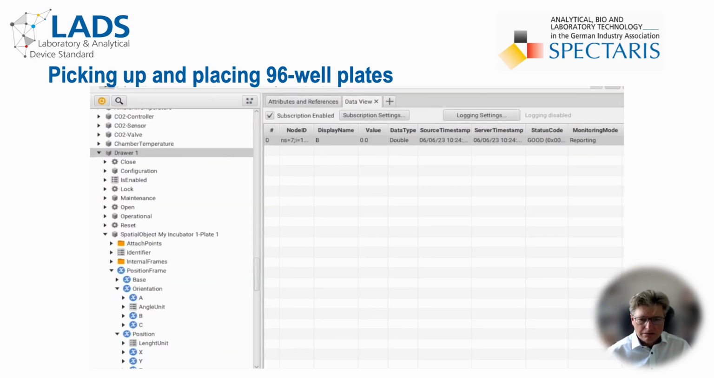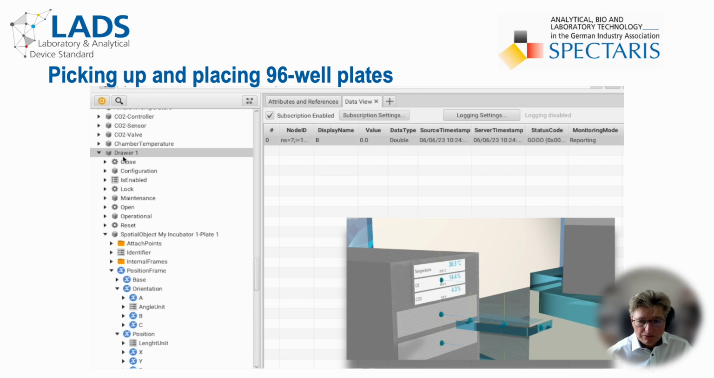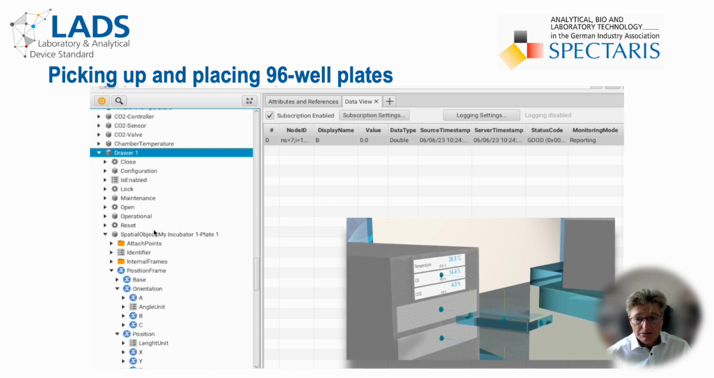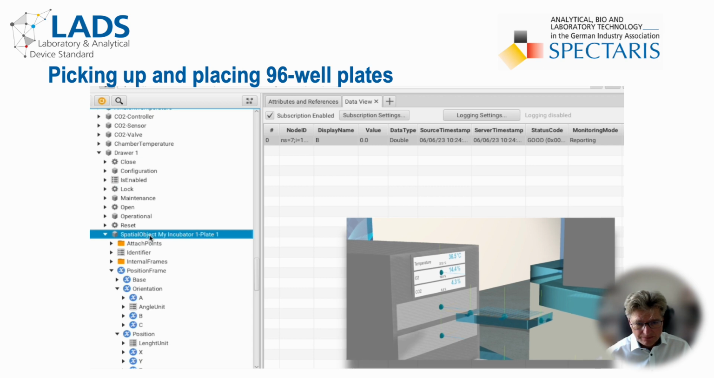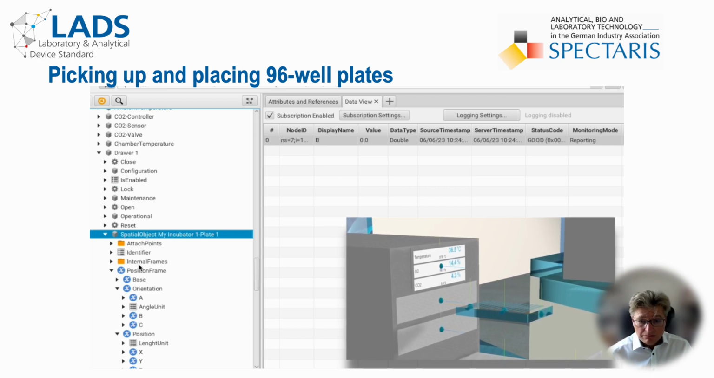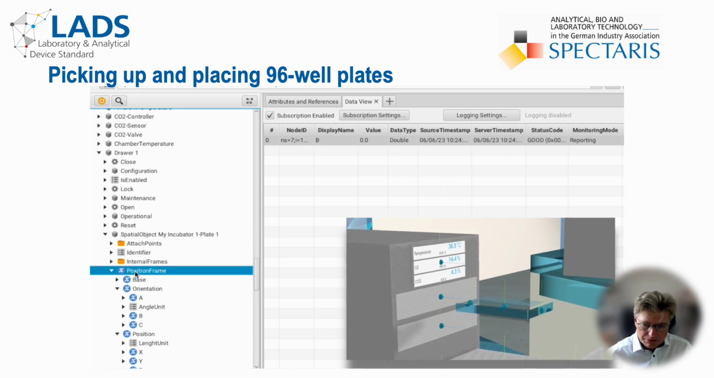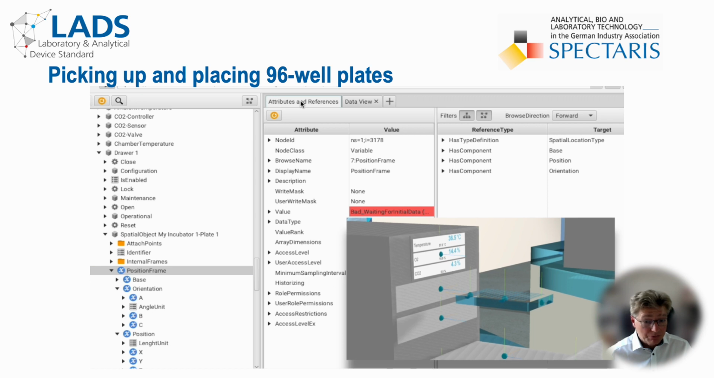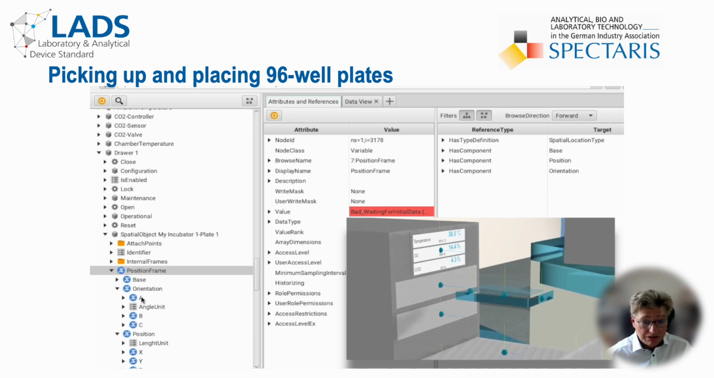How does this look from an OPC UA point of view? The relative spatial location object representing the 96 well plate is currently linked to the drawer object. Its so-called position frame defines its geometric position in relation to its parent object. The parent object is defined by the base property.